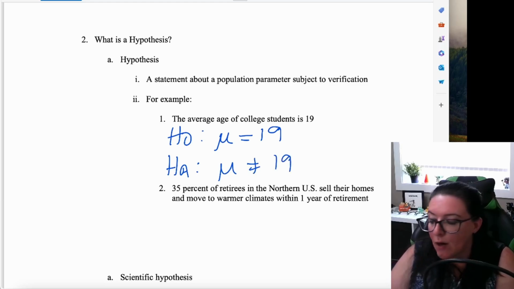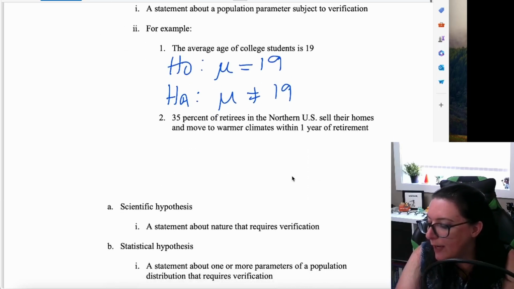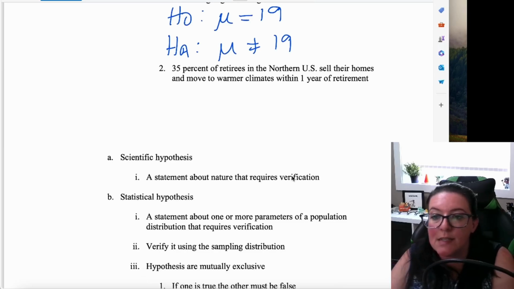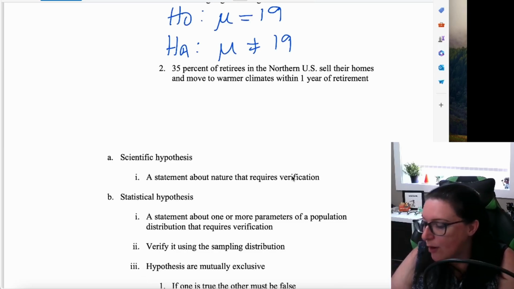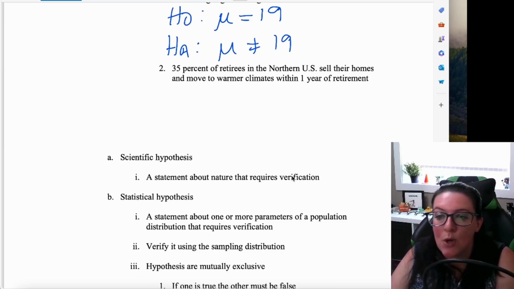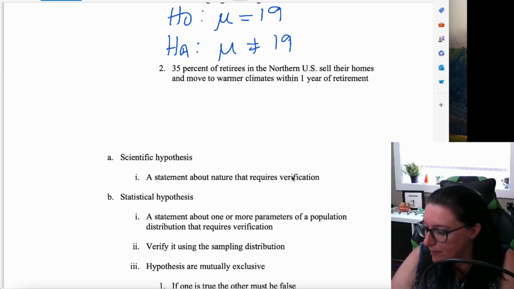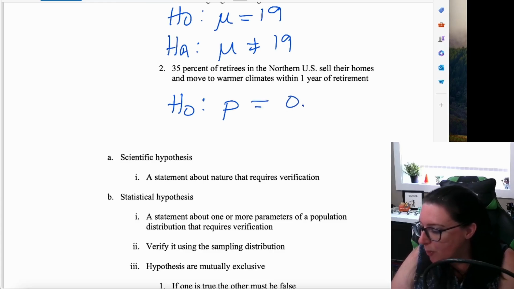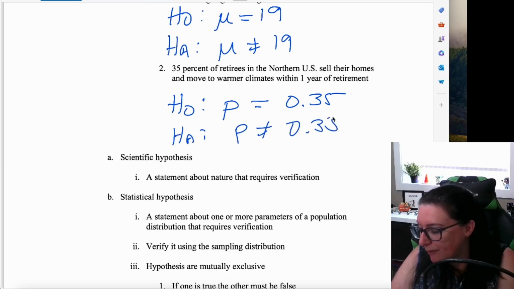We could look at our hypothesis. Perhaps we're looking at the percentage of retirees in the northern US that sell their homes and move to warmer climates within 1 year of retirement. In which case we could look at, is the population proportion, so P, equal to 0.35, or the alternative, it is not equal to 0.35.